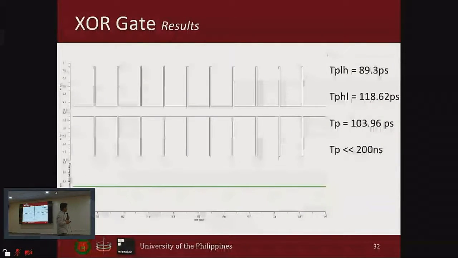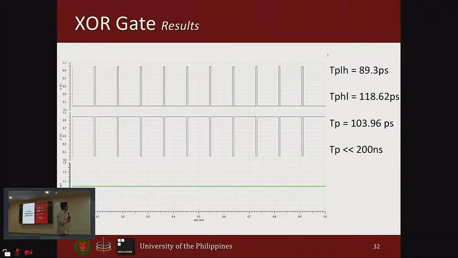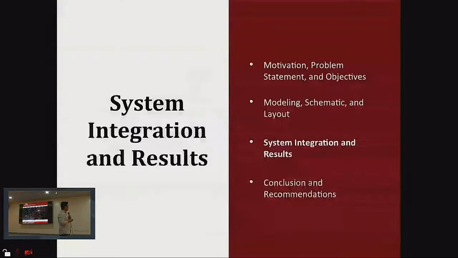And this is the gate result for your XOR, showing that your low to high transition is roughly 90 picoseconds, and your high to low transition is around 118 picoseconds, which are all below 200 nanoseconds. So, system integration and results.